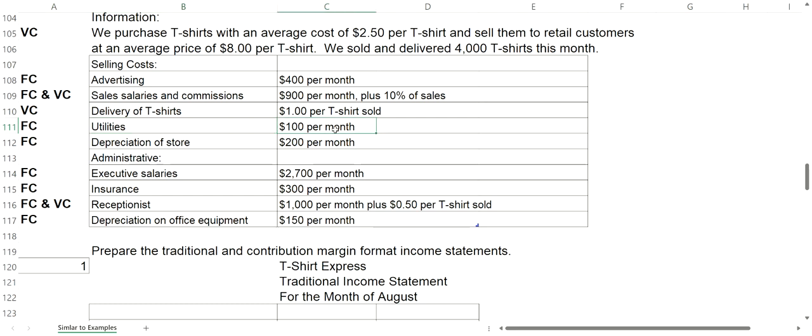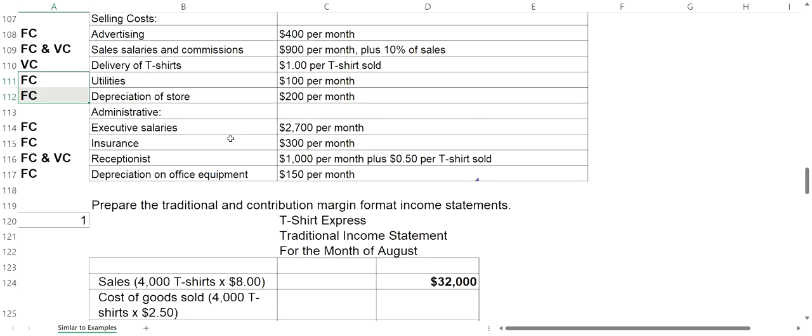Utilities is a flat amount of $100 per month and depreciation a flat amount of $200 per month. So I marked both of those to the side as fixed cost. Executive salaries are a flat amount of $2,700 per month. And insurance is a flat amount of $300 per month. So I marked both of those as fixed cost.